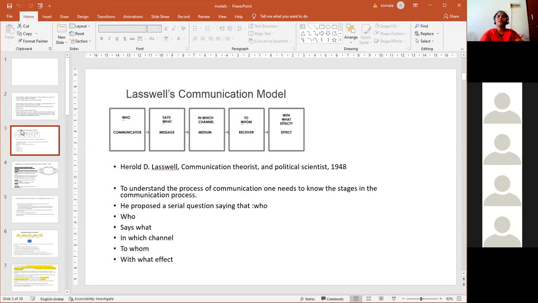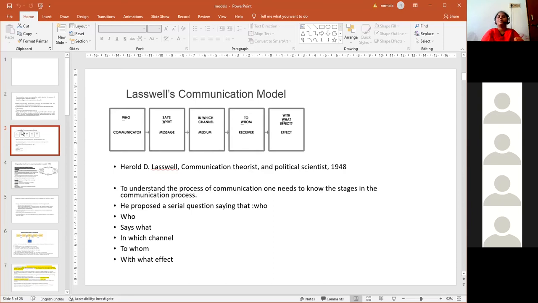Lasswell is the other person who proposed a model, also called the Lasswell model of communication, in the year 1948. According to him, if you want to understand the communication process, he proposed a serial question: "Who says what in which channel to whom with what effect?" So to understand the process of communication, you need to know all these elements, or you need to answer the serial question to come to know about the various stages in the communication process.